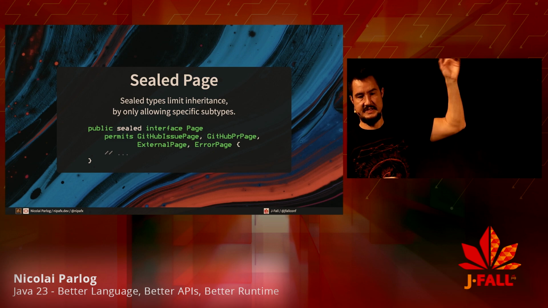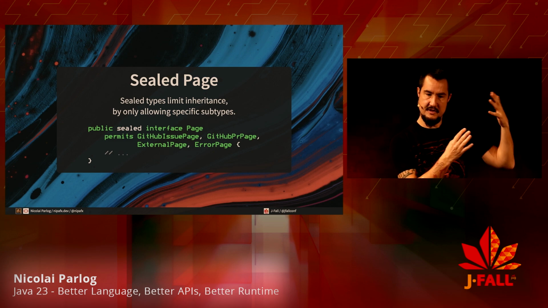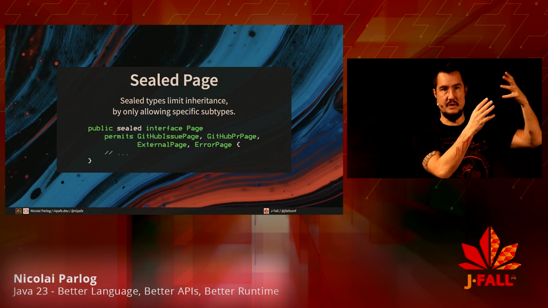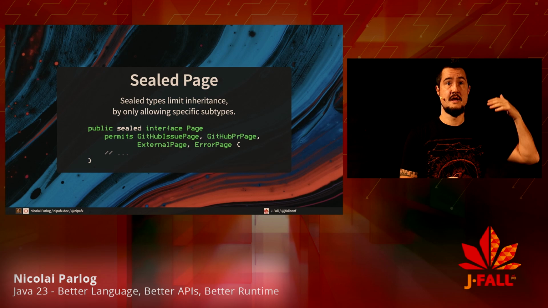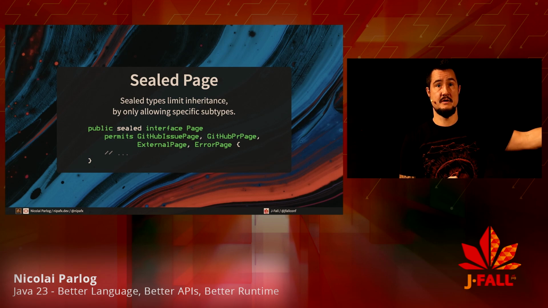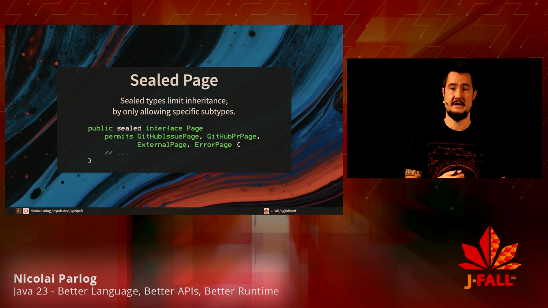OK, so let's say I create this sealed interface page, and as I said, I have 4 implementations, so I only permit these 4 specific types to implement the interface page. That means no other type can do that. I can use this to communicate to my colleagues, but also the compiler, that these are the only 4 types allowed to directly inherit from page.